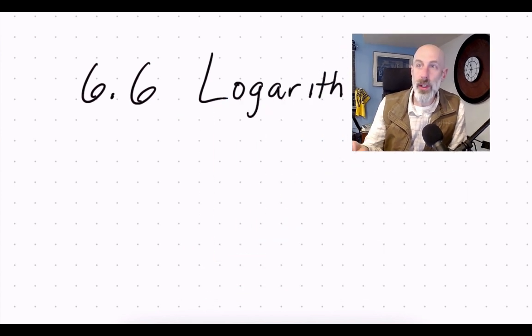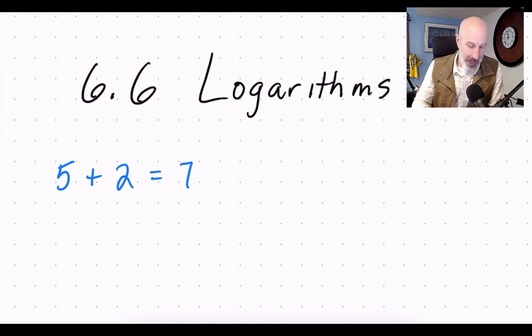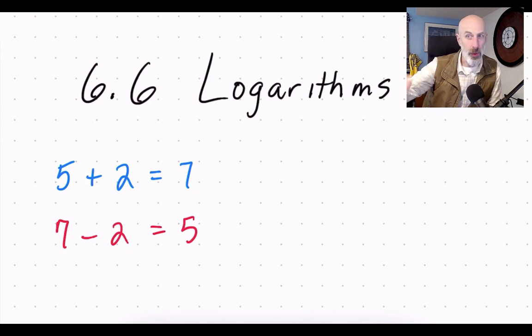And those would be that we kind of know how to undo things, or let's say that we have facts that we can represent forward or backward. Let me just give you some examples. Let's say that we know 5 plus 2 is equal to 7. We also have a fact that would be 7 minus 2 is equal to 5. Okay, so those are sort of the blue one going forward, the red one going backward.